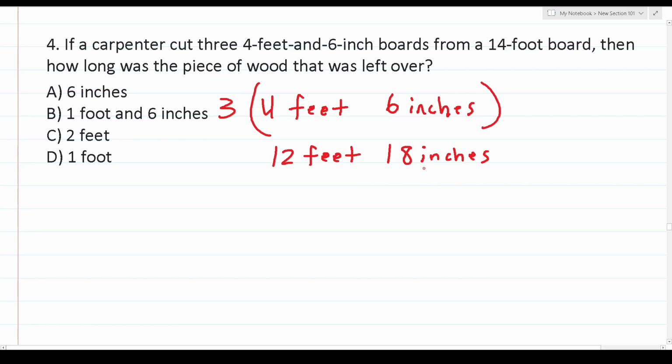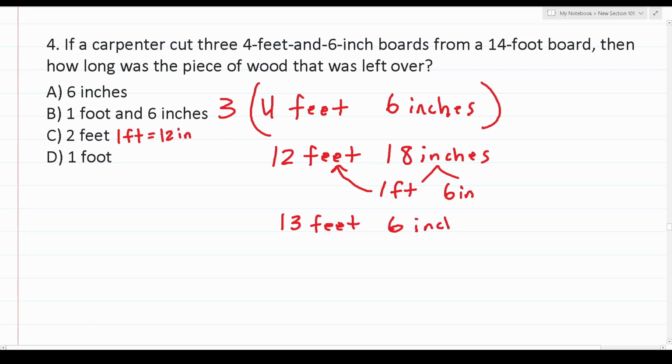That said, we can't leave this as 18 inches, and here's why. 1 foot is equal to 12 inches. So, in reality, this 18 inches is 1 foot, and what's 18 minus 12? 6 inches. All right, so we can add our foot here. This becomes 13 feet and 6 inches. All right, that's the total length of the 3 boards that this carpenter cut.